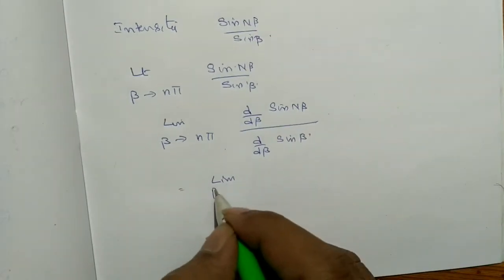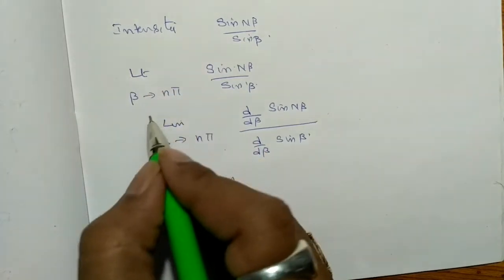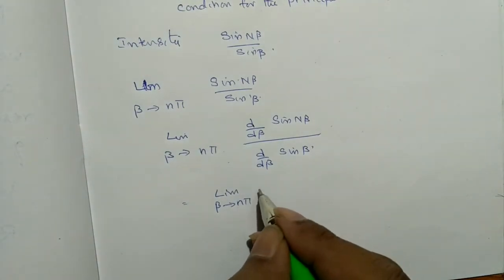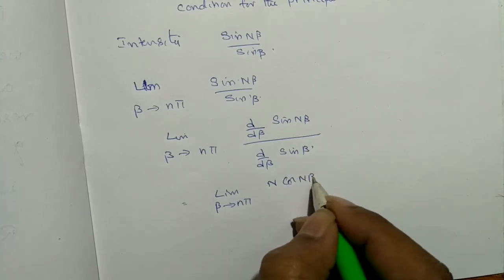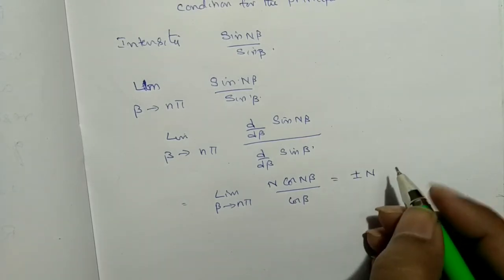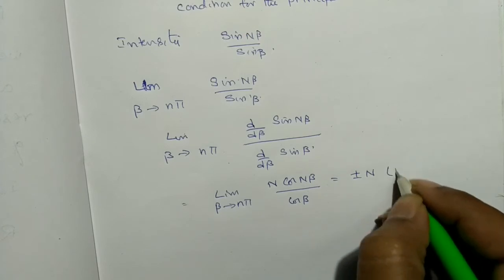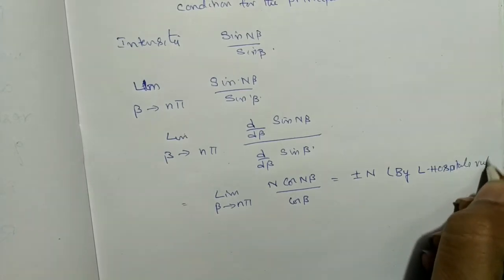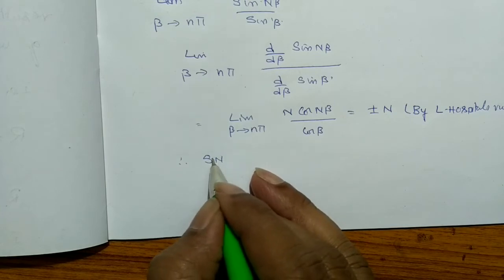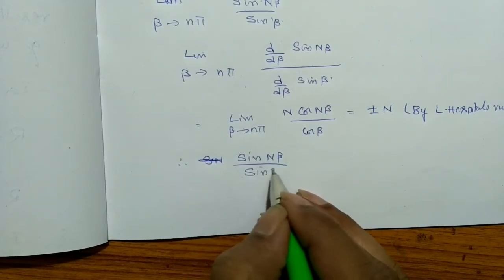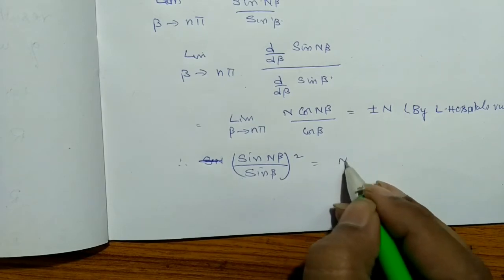This is equal to the limit as β tends to nπ of n cos nβ by cos β, which is equal to plus or minus n, by L'Hospital's rule. Therefore, (sin nβ by sin β) whole square is equal to n square.